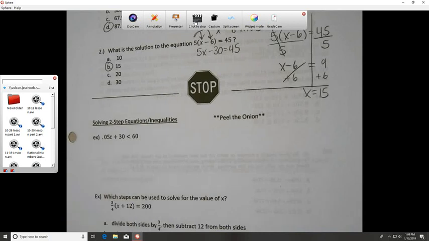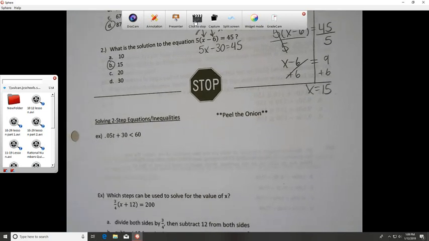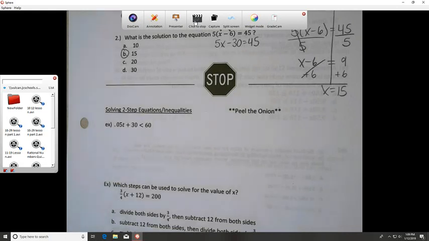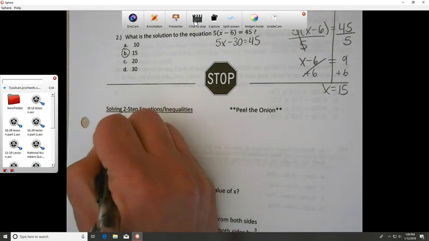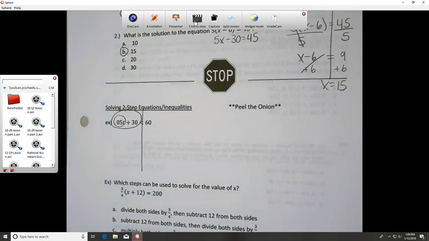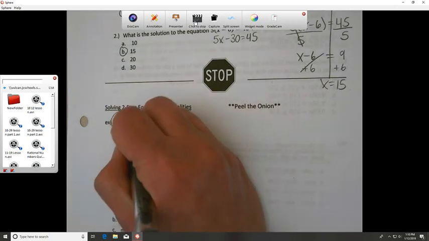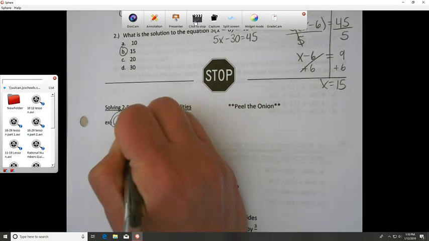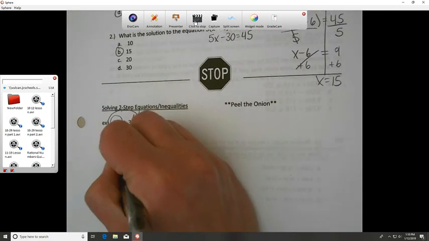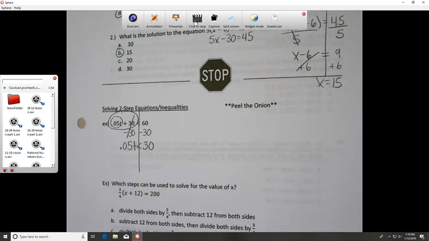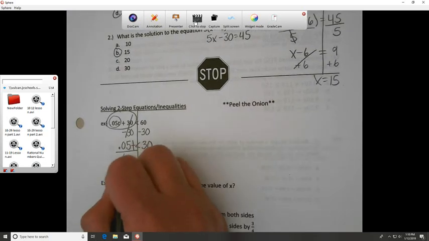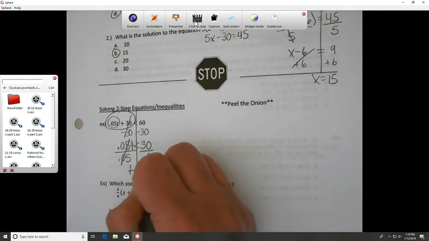So for our first example here, we're just solving this inequality, and the reminder there is peel the onion, the layers of your equation or inequality. So our inner layer is the 0.05t, and our outer layer is the plus 30. Alright, so the first thing I need to do is the outer layer. So I'm going to subtract 30 from both sides, so those are going to cancel, and I get 0.05t is less than 30. Alright, so then we would divide both sides by 0.05, and we would get t is less than 600.